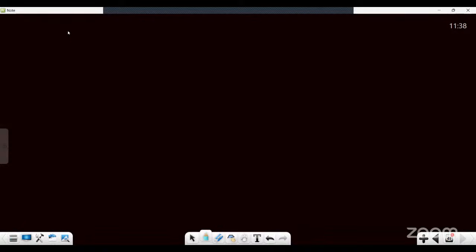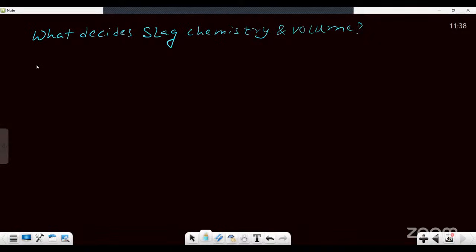So what decides slag chemistry and volume? One thing is burden chemistry. It is decided by the burden chemistry, as I have explained. Second, it is decided by coke ash. If the coke contains 8 to 15% ash, which again contains SiO2, Al2O3, etc., these also go into the slag and increase the slag quantity.